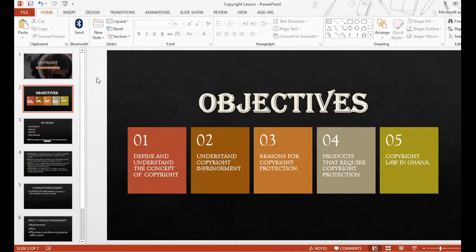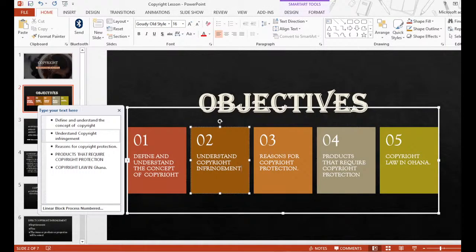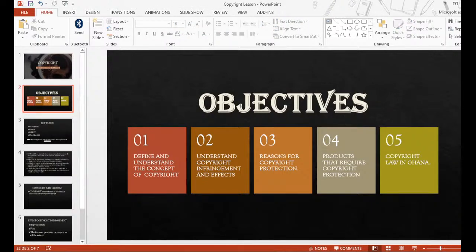Then objective number 3: reasons for copyright protection. And then objective number 4, we will be looking at products that merit copyright protection. And then we will also be looking at copyright law in Ghana.